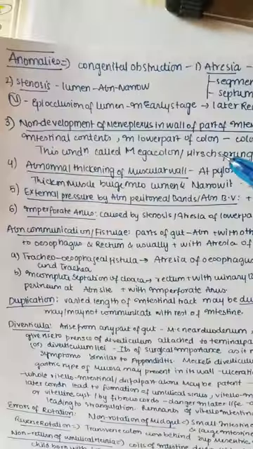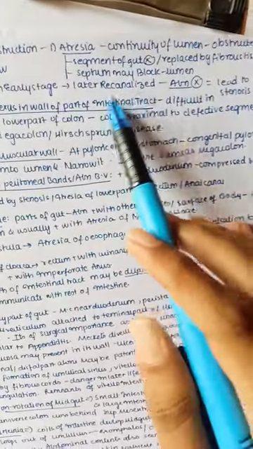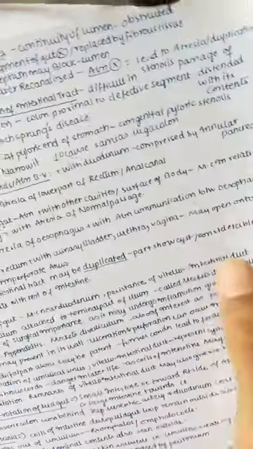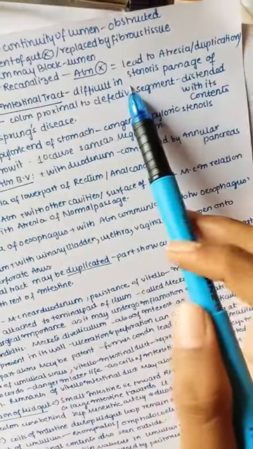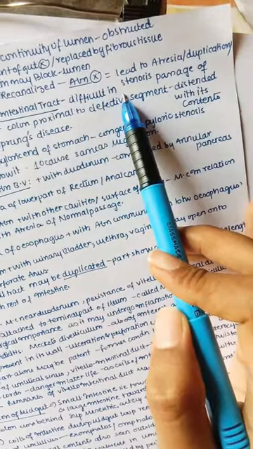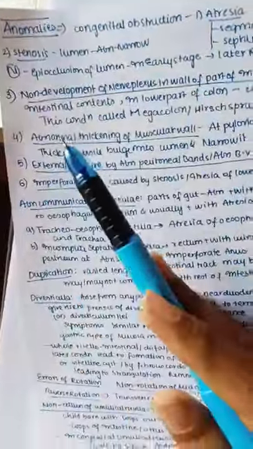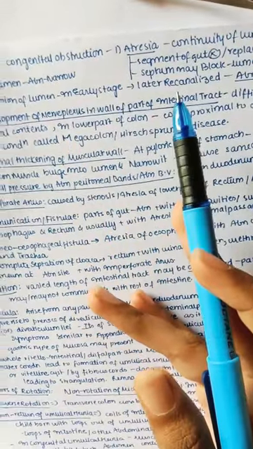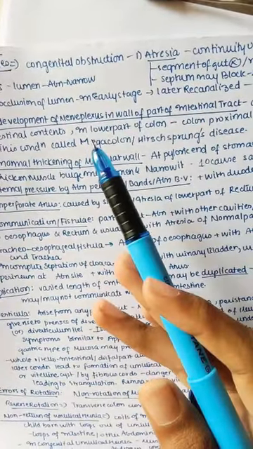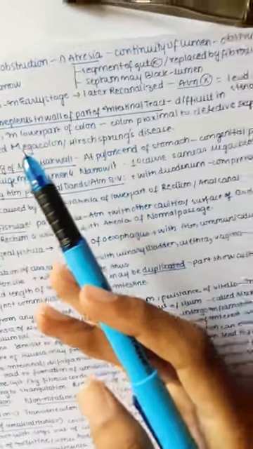But sometimes in some cases it cannot undergo recanalization, or it has undergone abnormal recanalization. This may lead to atresia, duplication, stenosis, that's it. Next, let us see non-development of nerve plexus in the wall of part of the intestine. Here it is also an anomaly, because if there is no nerve plexus, then how does our intestine work?